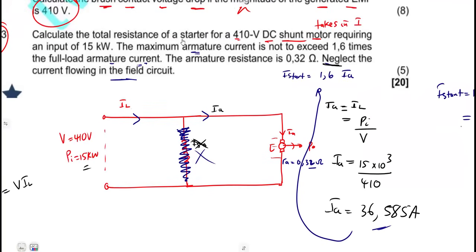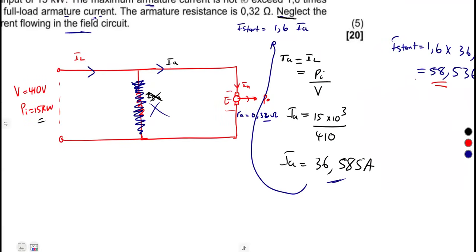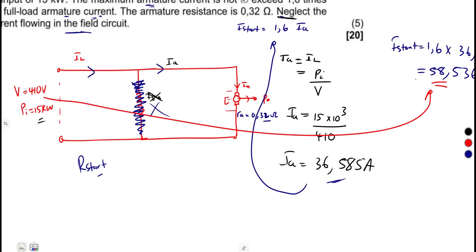So the question is not about the starting current, but about the total resistance of the starter. So it is to calculate our R start. So how are we going to get our R start in this case? What we are going to consider is that, remember, this circuit is neglected. So our starting resistance is going to be taken from the total resistance when we have our voltage and the starting current.